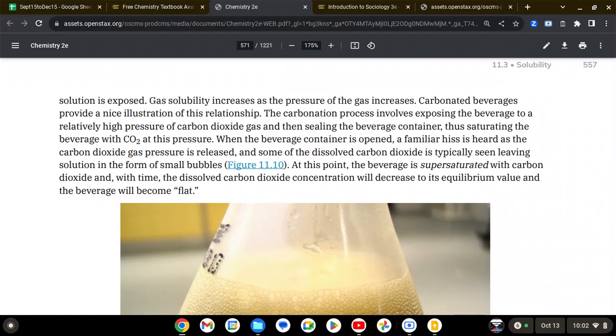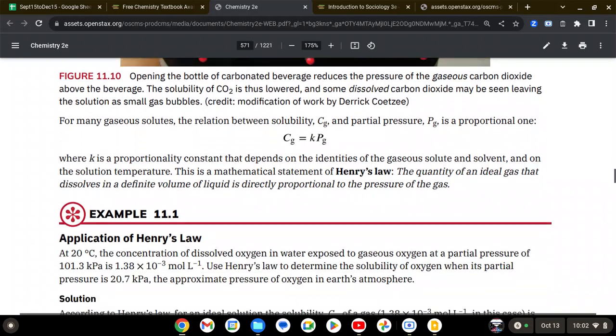When the beverage container is opened, a familiar hiss is heard as the carbon dioxide gas pressure is released, and some of the dissolved carbon dioxide is typically seen leaving solution in the form of small bubbles. At this point, the beverage is supersaturated with carbon dioxide, and with time, the dissolved carbon dioxide concentration will decrease to its equilibrium value, and the beverage will become flat.